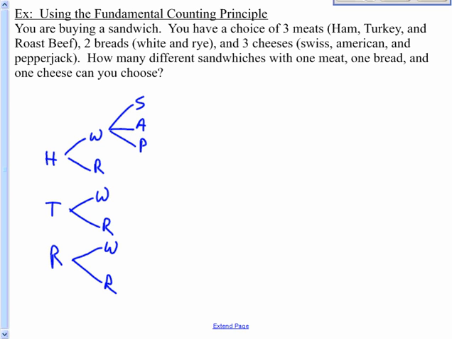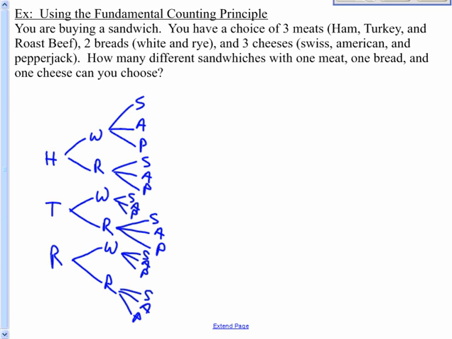Now, if you go with the ham and the rye bread, you still have Swiss, American, or pepper jack. If you go with the turkey, Swiss, American, pepper jack. If you go with the rye bread, Swiss, American, pepper jack. If you go with the roast beef and the white bread, Swiss, American, pepper jack. And so on.